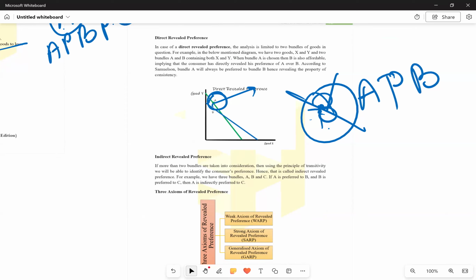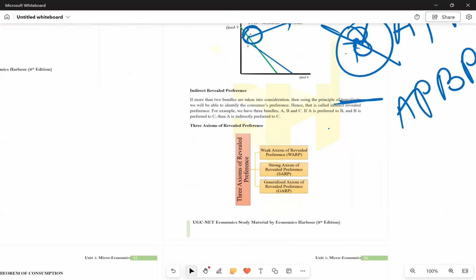Okay. And then your indirect revealed preference will tell you about the transitivity aspect. Again, this is A preferred to B and B preferred to C. Okay, there are three axioms related to revealed preference, right? There are three possibilities. First is your weak axiom, then your strong axiom, and your generalized axiom.